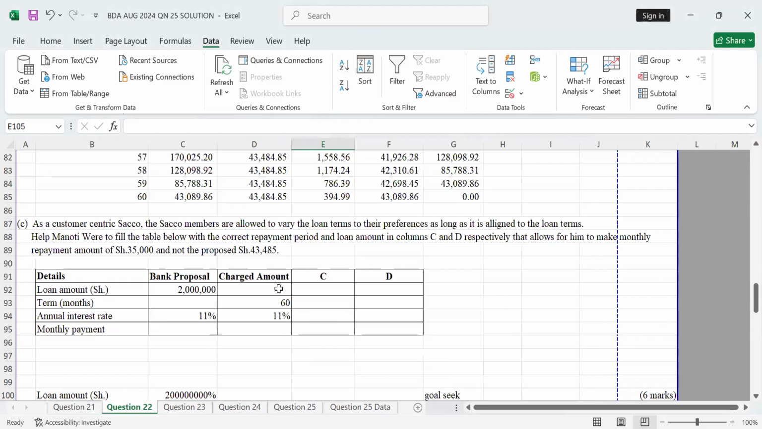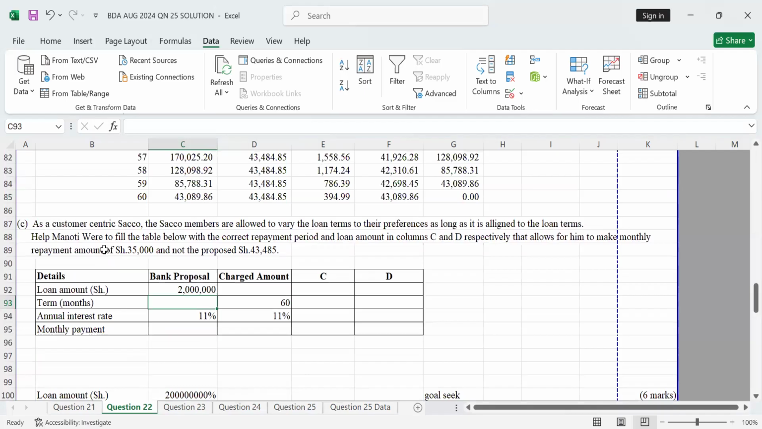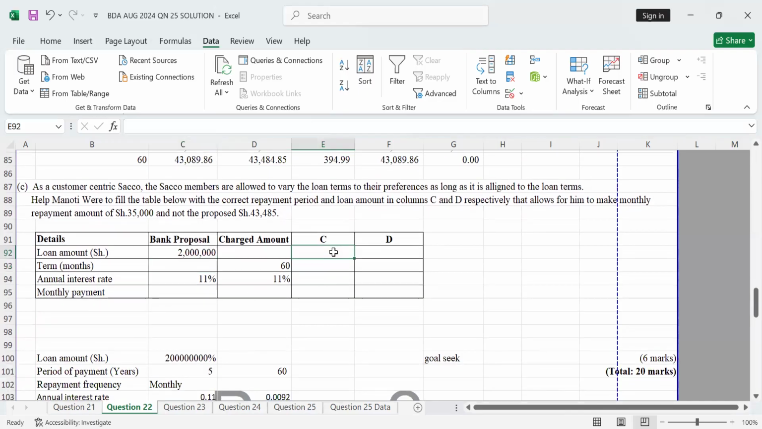We'll just come here. This is on column C, and we also want the column what? D. So in this case, the monthly installment here, we want it to be 35. Sindio? What are they asking here? So hapa ni, we need to fill what? Column C and D that allows him to make a what? Yes, so now this is it. We want to know the monthly installment based on if he makes a payment of 35,000.